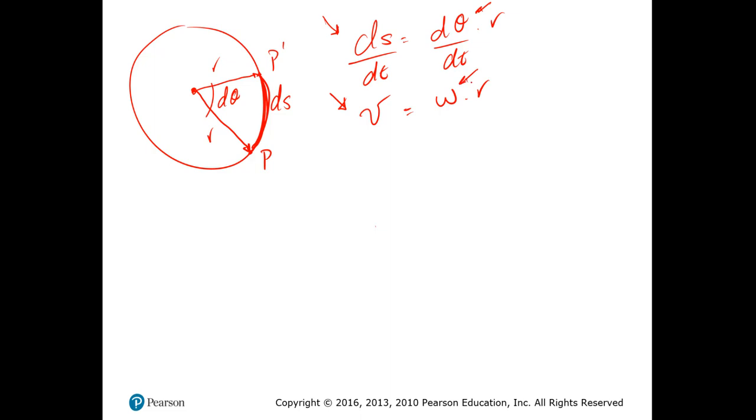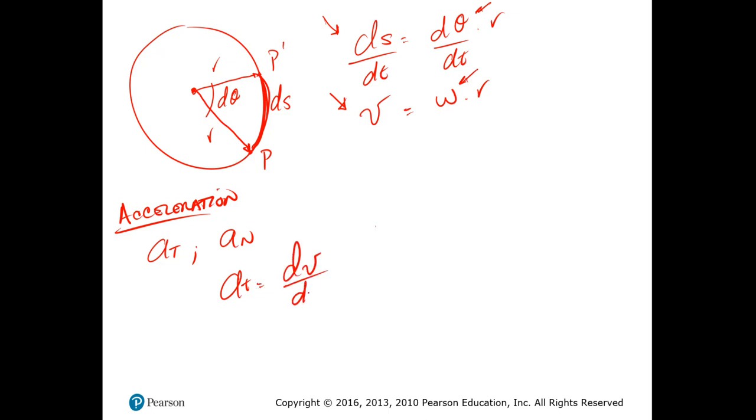That's for velocity. When it comes to acceleration, we know that acceleration by definition will have a tangential component and a normal component. And from before, we know that the tangential component is obtained as we differentiate speed with respect to time.